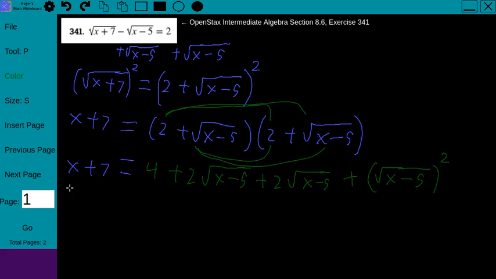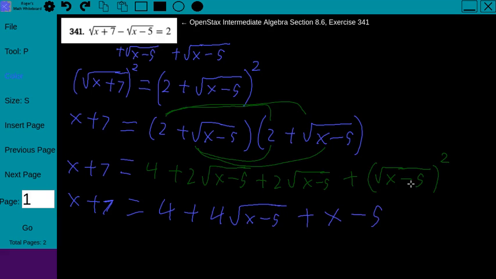So let me rewrite this whole thing. Let me go back to blue. I will go x plus 7 equals 4 plus, and then we can combine like terms here because we've got 2 of this thingy plus 2 of this thingy, so we've got actually 4 of that thing. And then we're going to have plus x minus 5, because again, the square root of something squared is just the something, so only the something comes out.